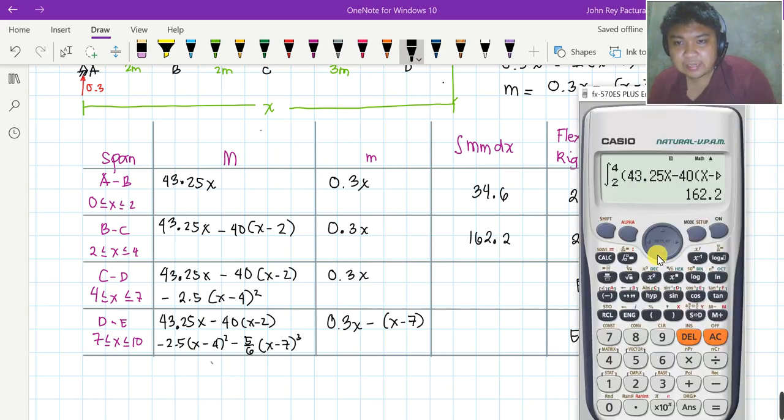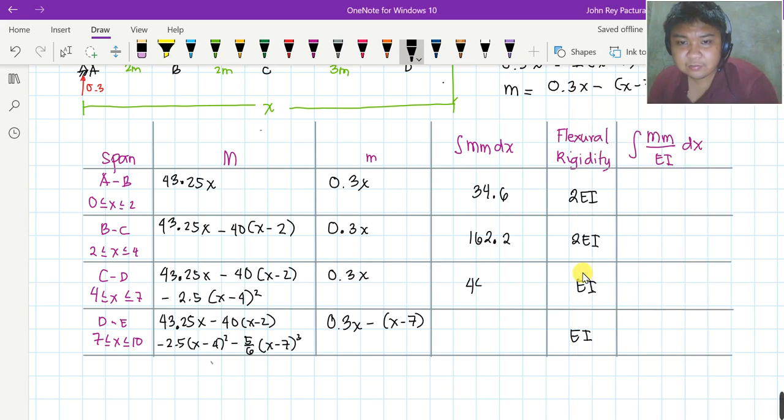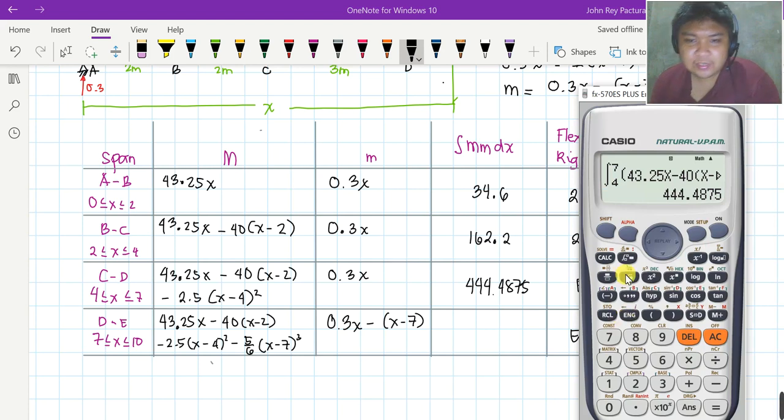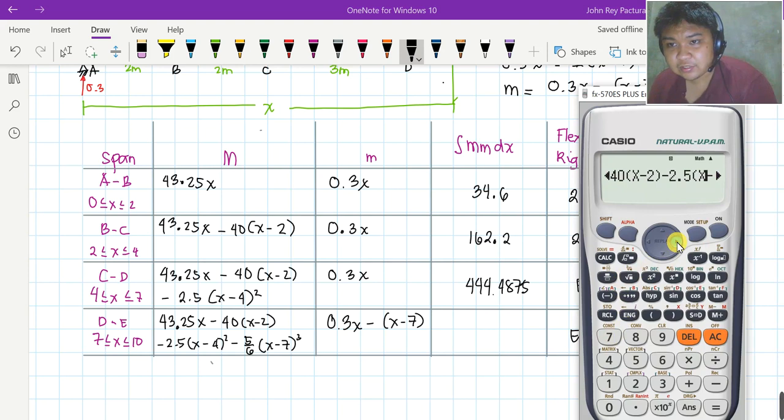So, patuloy lang natin. Mangyayari dito, minus 2.5. Okay? So, minus 2.5 siya ng x minus 4 na naka-squared. So, hindi mababago yung small m. So, that is equal to 4 to 7. Ang sagot dito ay 444.4875. Okay? 444.4875.